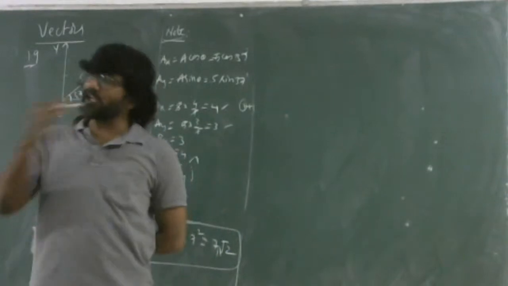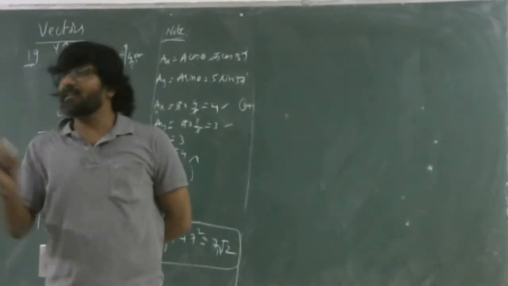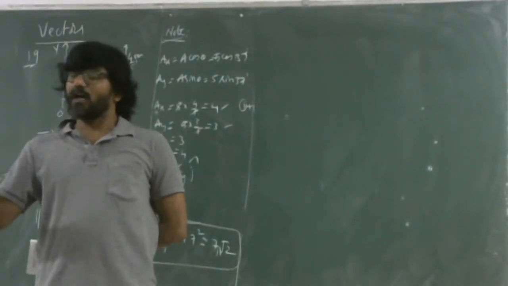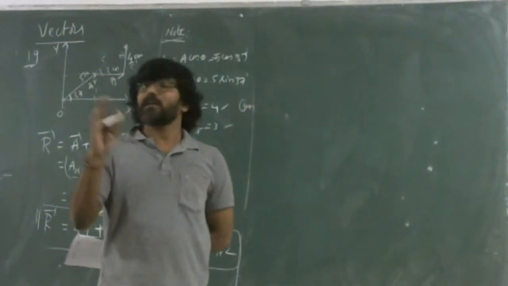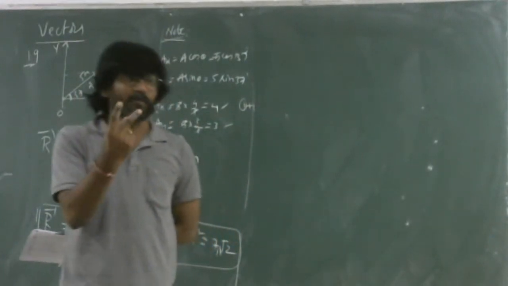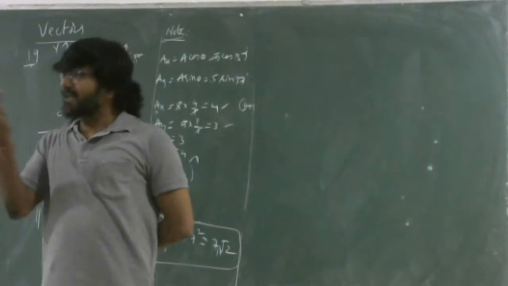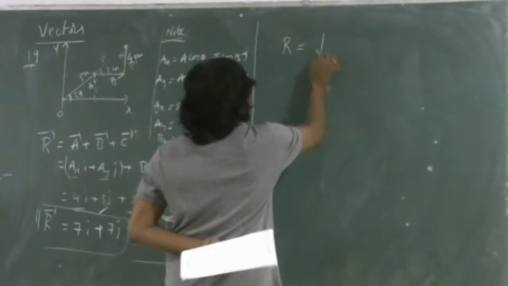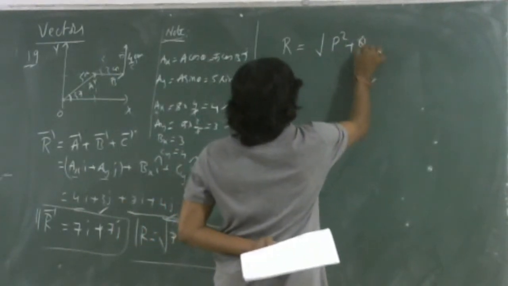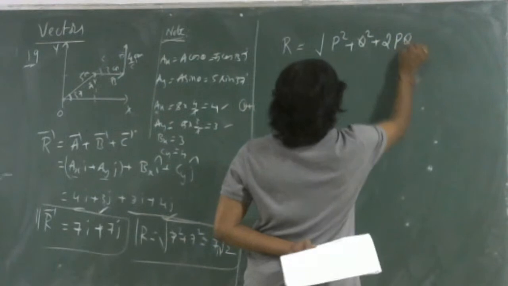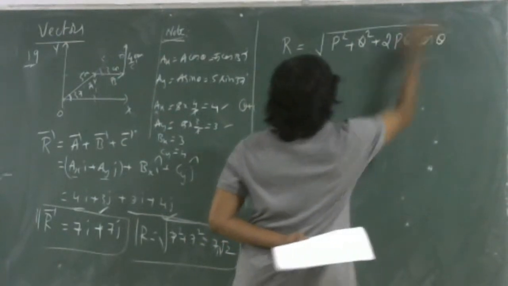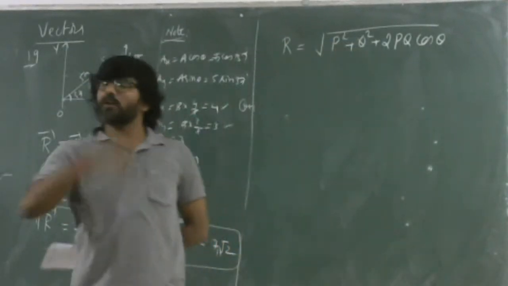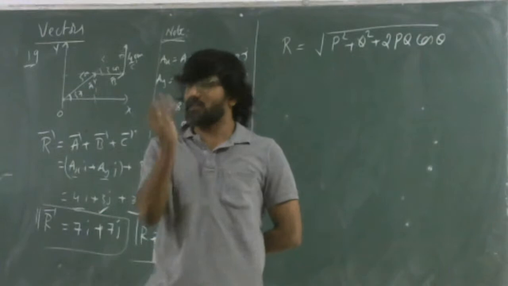If you have any two vectors and the angle between them is some theta, that may be 30 degrees, 45 degrees, 60 degrees, any angle, or 120 degrees also, the magnitude of the resultant is given by square root of P square plus Q square plus 2PQ cos theta. Or you can write A square plus B square plus 2AB cos theta, or F1 square plus F2 square plus 2 F1 F2 cos theta. The names you can change.